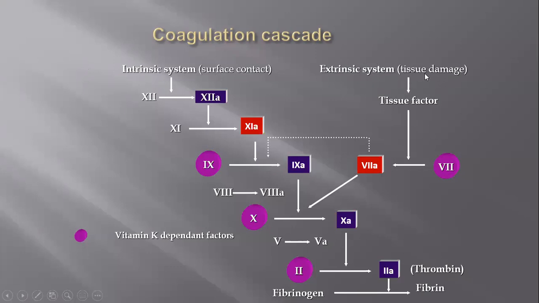Whenever there is tissue damage, the tissue will release tissue factor. That activates factor 7 and then the common pathway for factor 10. For example, there is an injury, a cut in your fingernail, and bleeding started. So tissue is damaged, tissue factor is released, and that activates factor 7.